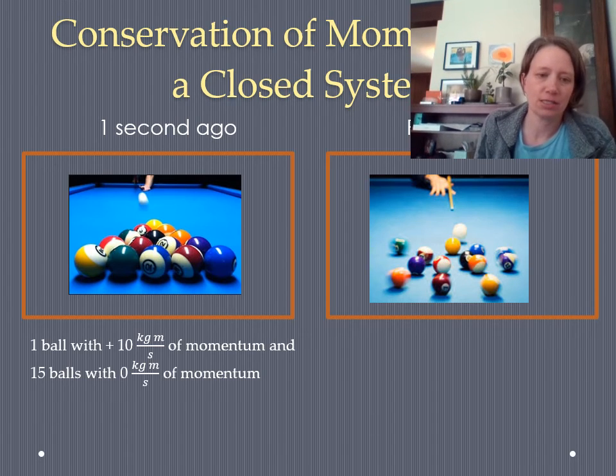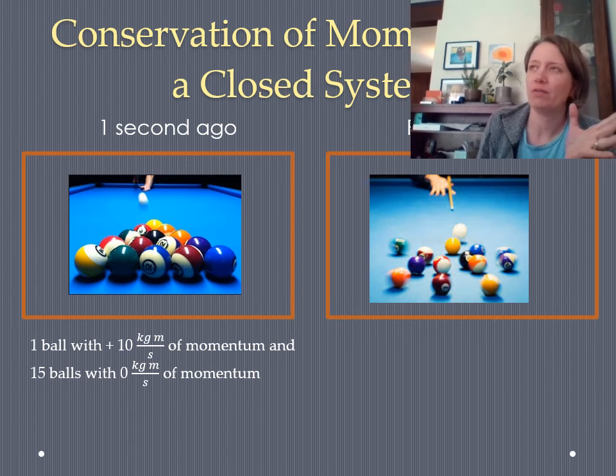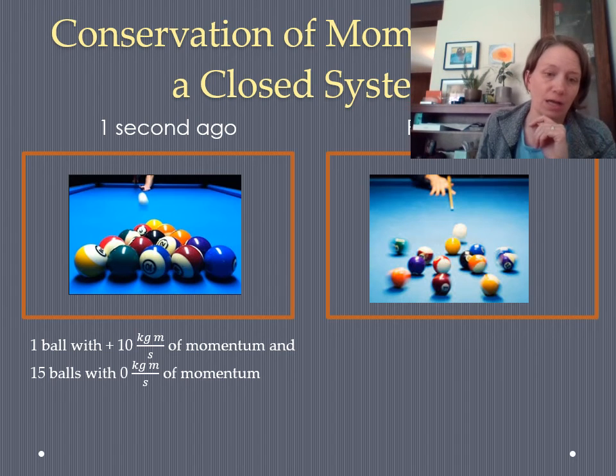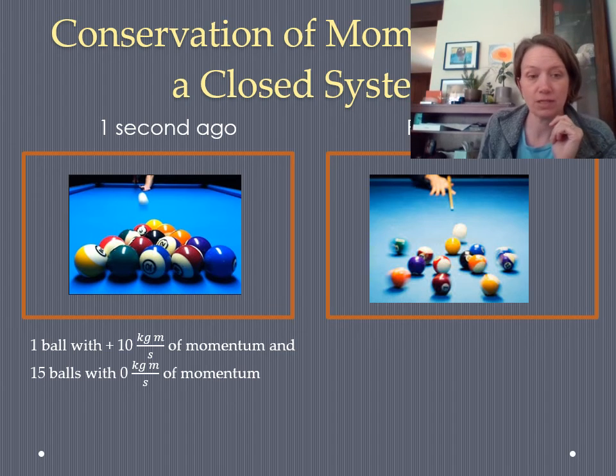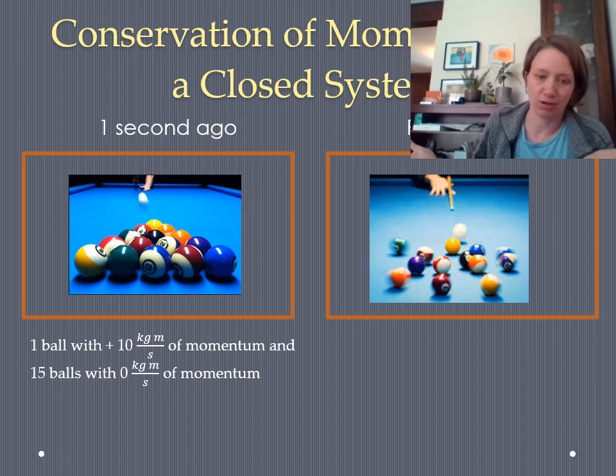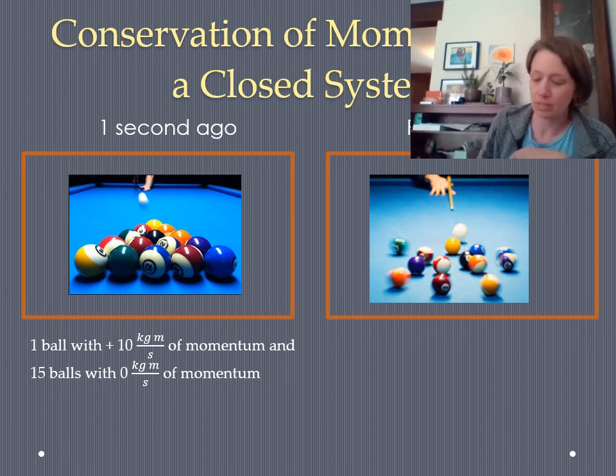So if you wanted to analyze this from a momentum perspective, you could calculate the momentum of that cue ball, and it would have definitely some momentum because it has mass and it has velocity. I didn't give you the mass and velocity values, but let's just assume that you multiplied them together and we got a total momentum of 10 kilogram meters per second of momentum, which is reasonable. The other 15 balls sitting there at rest have a total of 0 kilogram meters per second of momentum because they're not moving. So you can add up all those zeros.